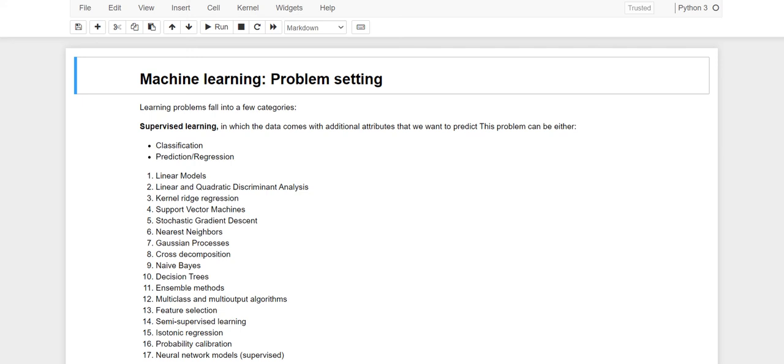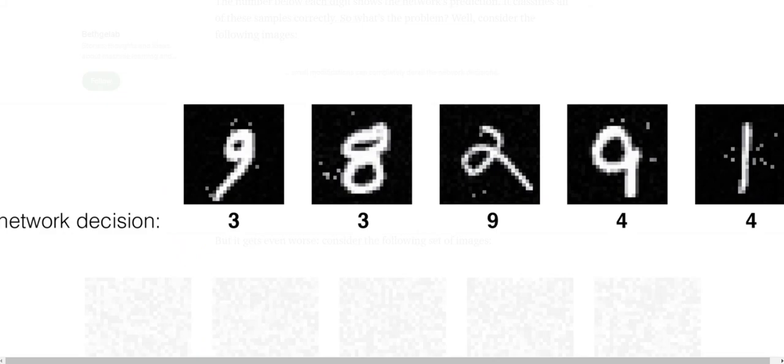In supervised learning, there are two types of tasks, classification and prediction. Now, in classification, typically samples belong to two or more classes, and we want to learn from already labeled data on how to predict the class of unlabeled data. An example of a classification problem is handwritten digit recognition, which you see on the screen here.